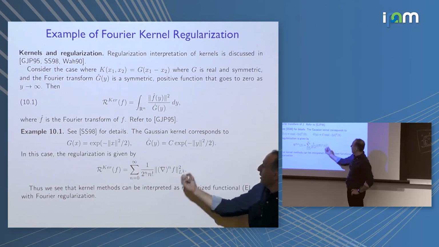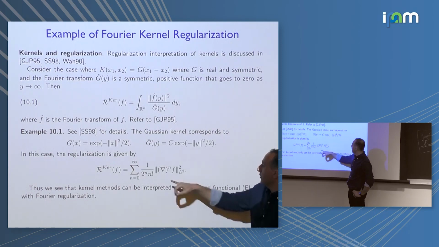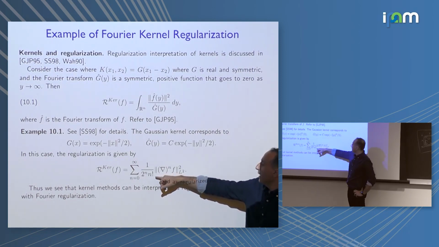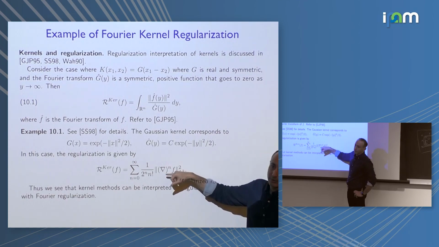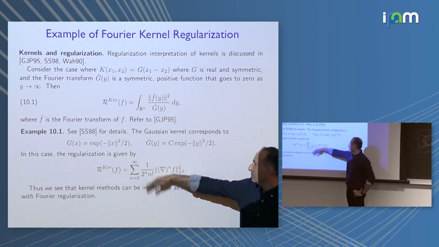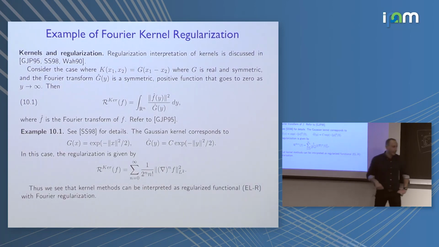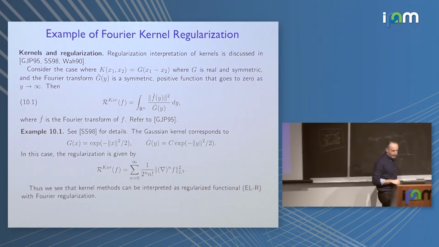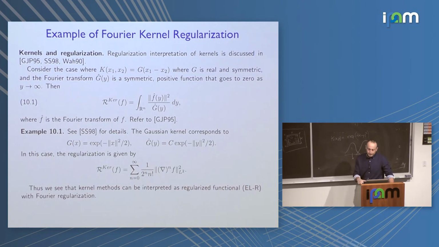And you can also rewrite that if you want to write it in the original space, not Fourier space. It's like I'm penalizing all derivatives of f, with a coefficient that decays very fast. Okay, so that's super strong smoothing.